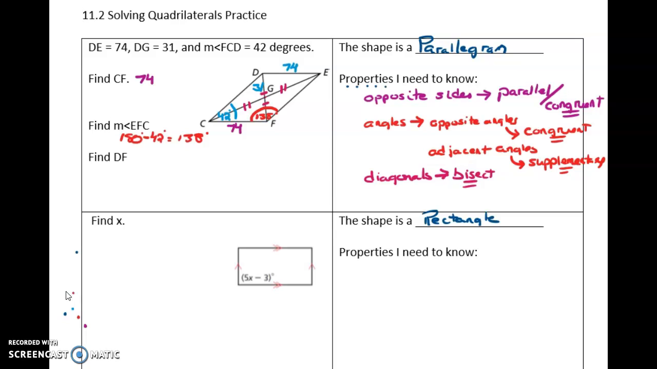Now that helps us out here. So if we know this is 31, all we got to do is double it. This side's going to be 31. So we're going to come down here and say, hey, 31. We're going to double that length, and that's going to give us 62, which means that whole length from D to F should be 62.